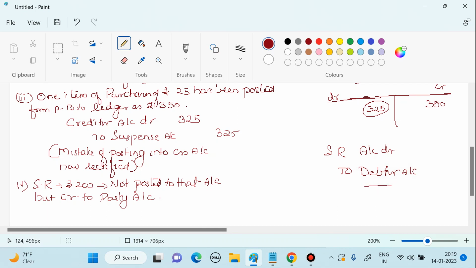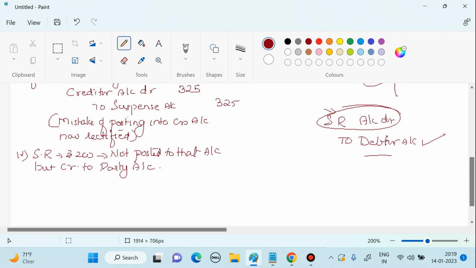So sales return of 200 was not posted to that account, means it was not posted to sales return account. Okay, so credit to debtor is correct. But the party account was credited. That they have done. So problem is only the debit has not gone. So what should we do? Credit sales return? Think again.